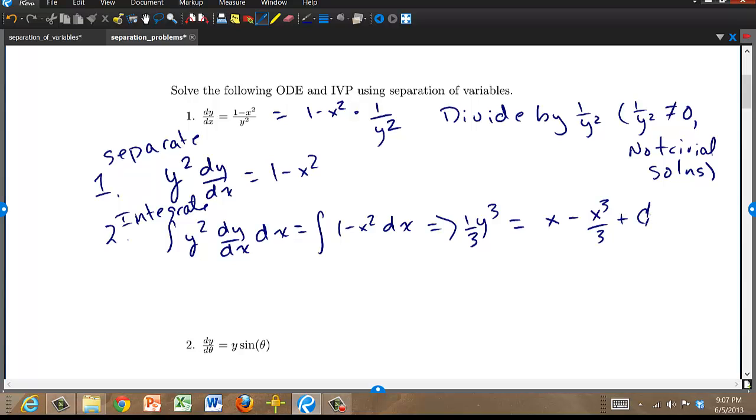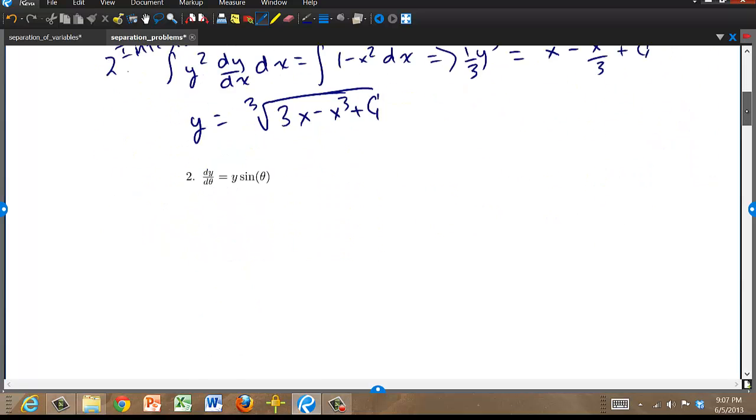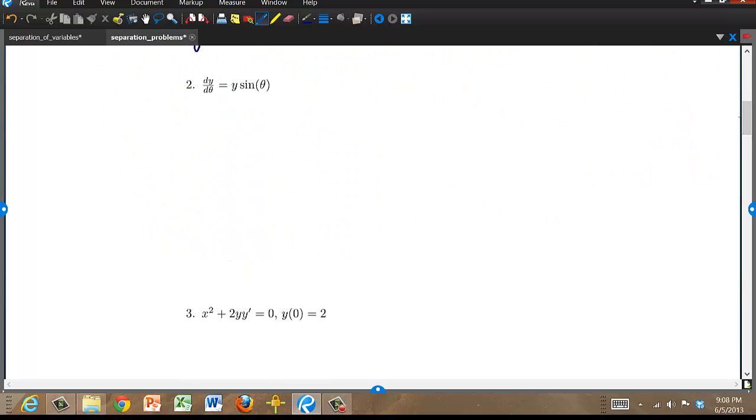And now we'll have to solve for y. So we'll see that y has to be the cube root of 3x minus x cubed plus a constant. And that's it. All right, why don't we try the next one?